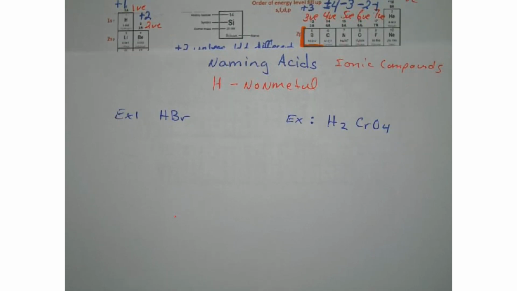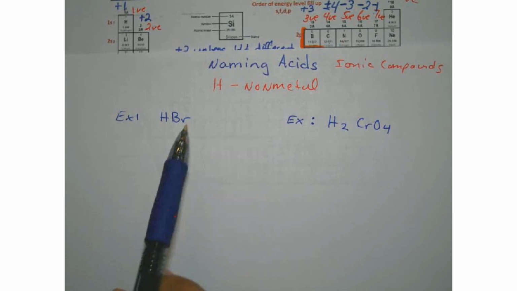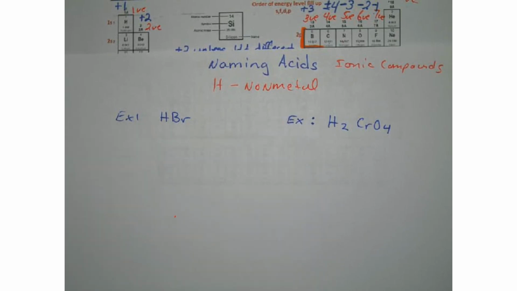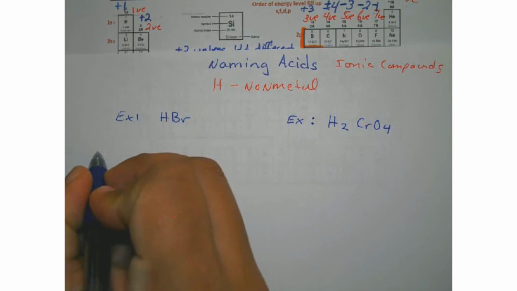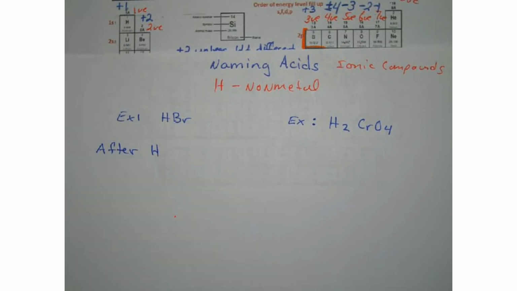So remember, acids start with an H. These two guys start with an H. That's how we know they're acids, and they have a nonmetal. Because all acids have hydrogens, they start with this H, we don't worry about naming the hydrogen. They all have the hydrogen, so we don't care about it. All we care about is what happens after the H.